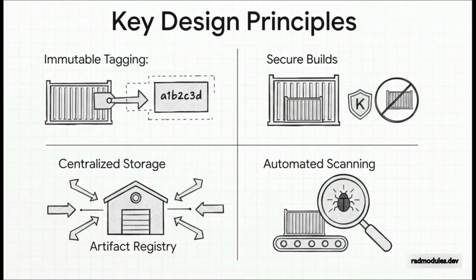These 4 principles are pretty much guaranteed to be on the exam. First, tagging. You absolutely have to tag your images with the git commit SHA. Why? Because it gives you perfect traceability. You can look at any container running in production and trace it back to the exact line of code that created it. We've talked about secure builds with Kaniko and automated scanning. And finally, always use Artifact Registry. It's your central, single source of truth for all your artifacts.